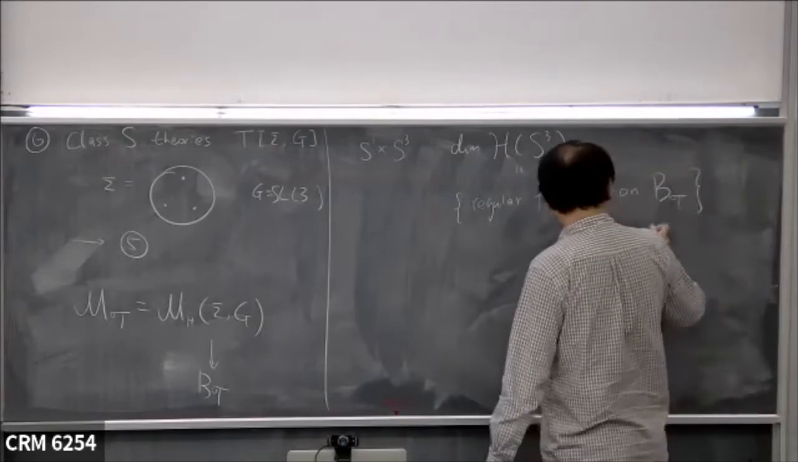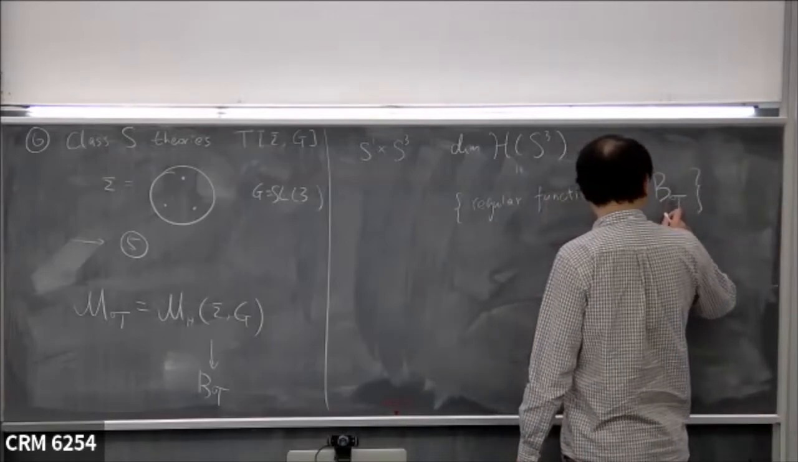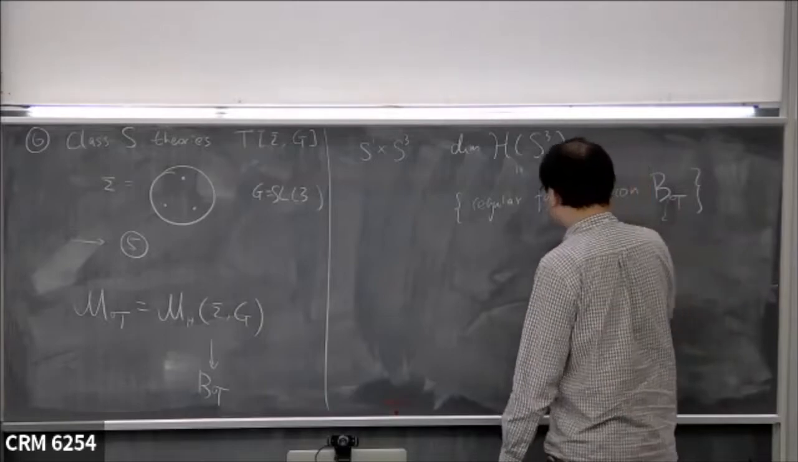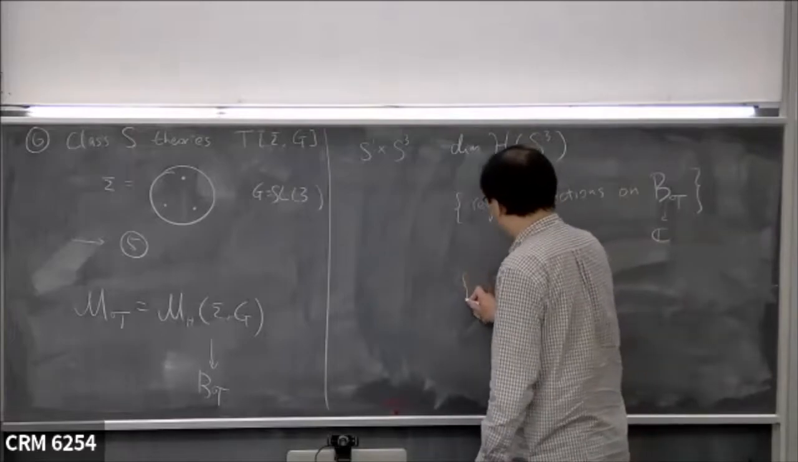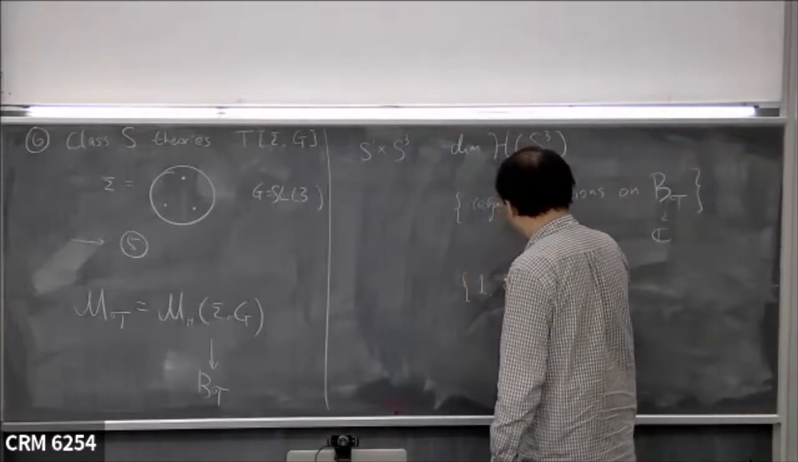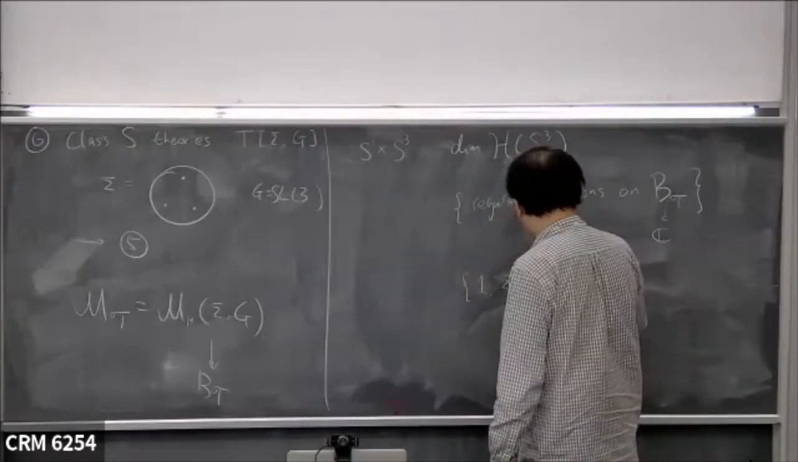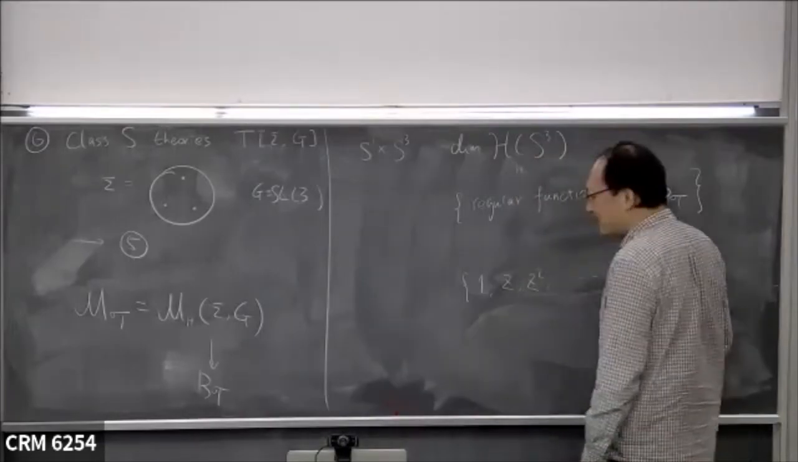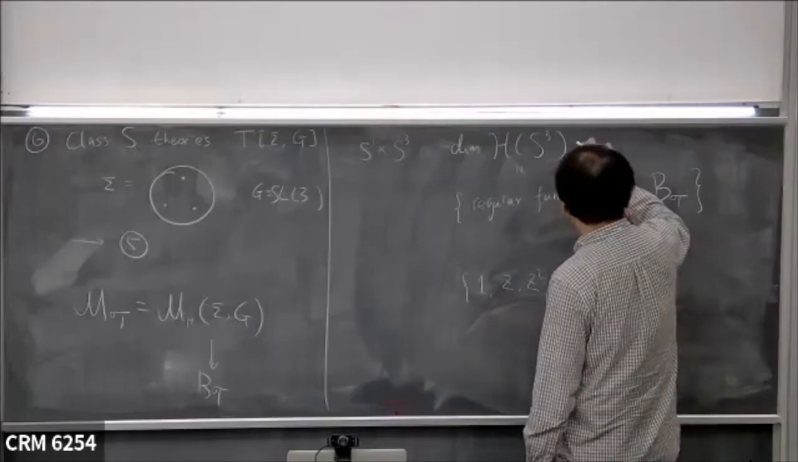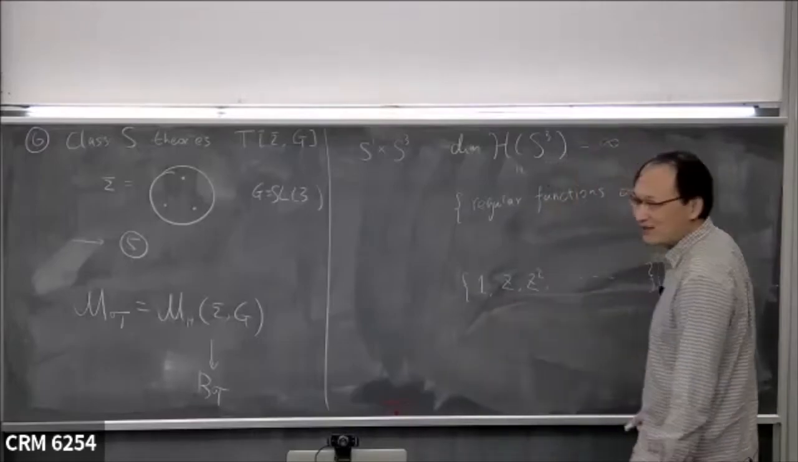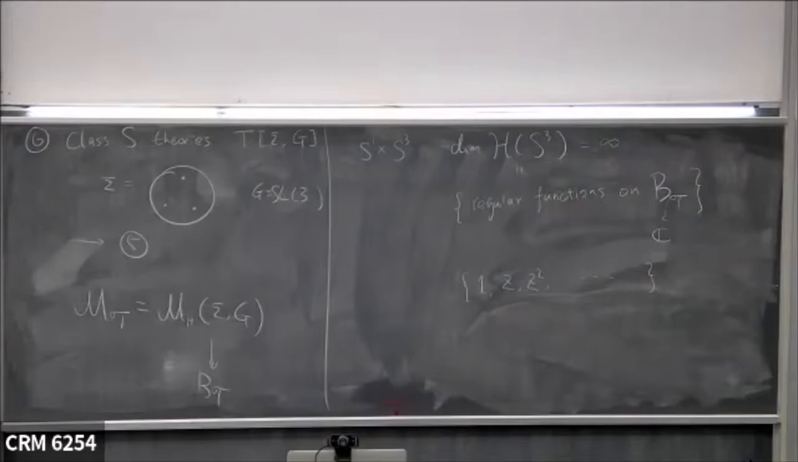So if we just take this to be C, then what is the space of holomorphic functions? 1 is a function, Z is a function, Z squared is a function, and so on and so forth. If you add all of these up, you get 1 plus 1 plus 1. So this is, well, infinity. So what can we do?